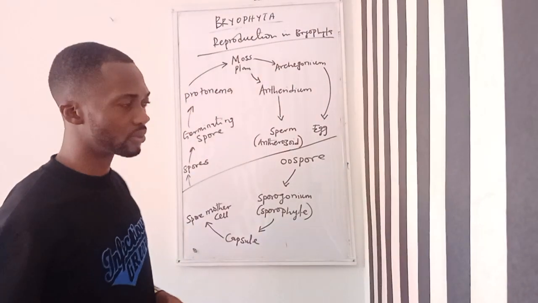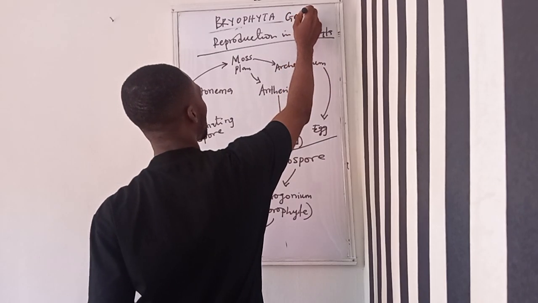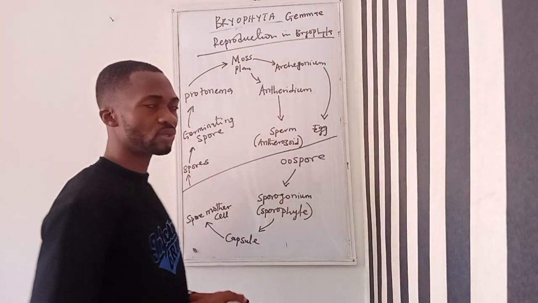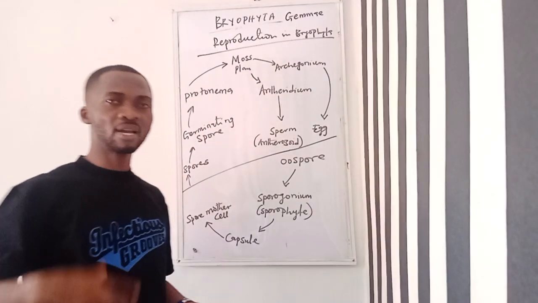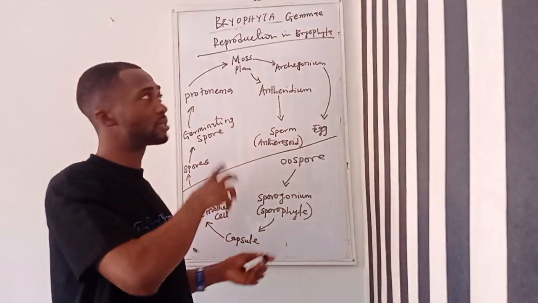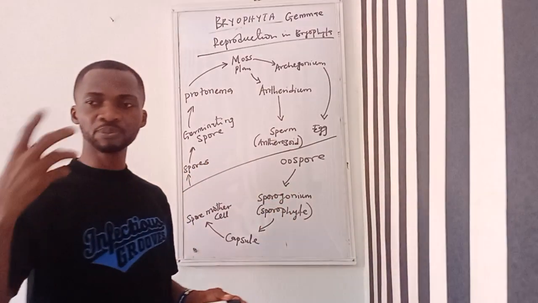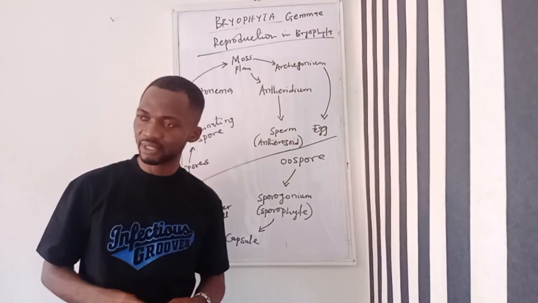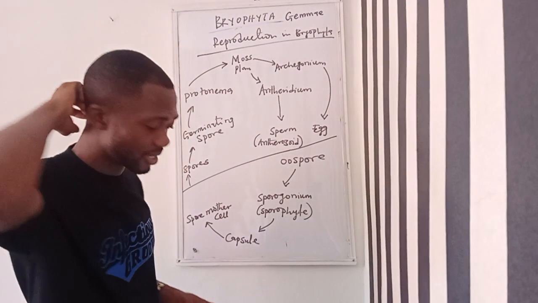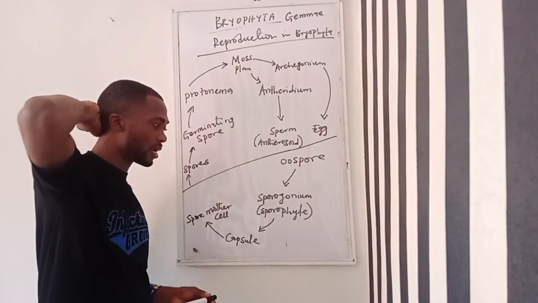And apart from that, they can also reproduce asexually through the formation of what they call gemmae, small tiny structures called gemmae that are formed within the gemma cup. So through this method, through formation of gemmae, they can reproduce asexually. But the most important form of reproduction is the sexual reproduction, and that is what we want to describe here.